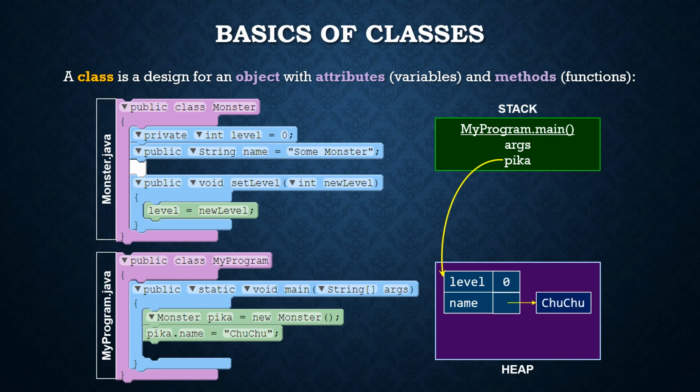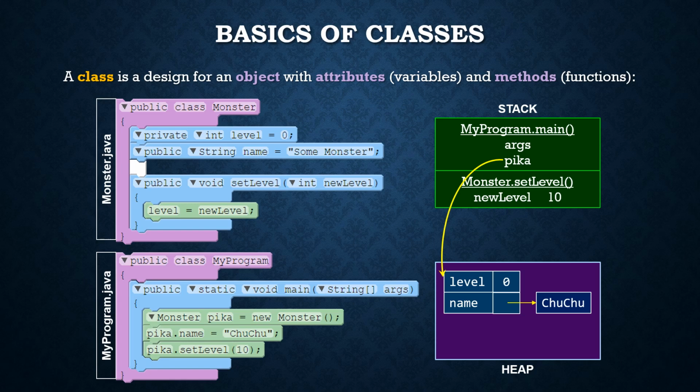Next, we change the name of this variable to choo choo. So in this case, it starts pointing to choo choo, followed with our new method call, where we are calling the set level by using the object, or how we actually call a particular method of a class, which is non-static in nature, by using this convention object dot method name. So in this case, we are doing pika.setLevel.